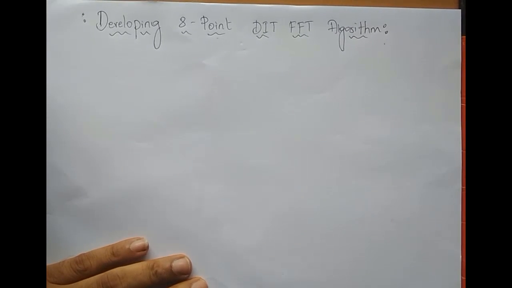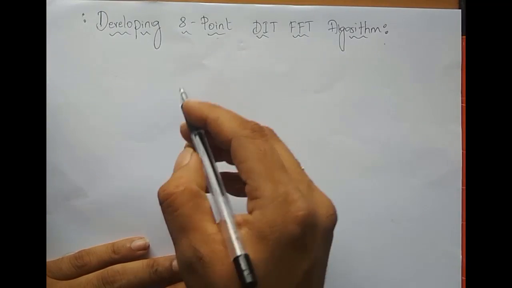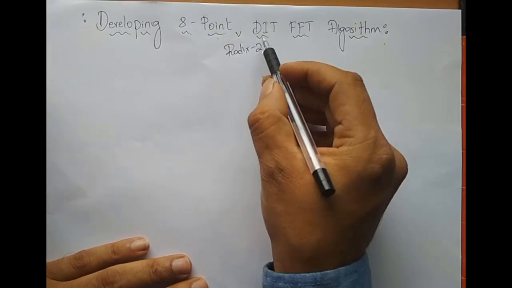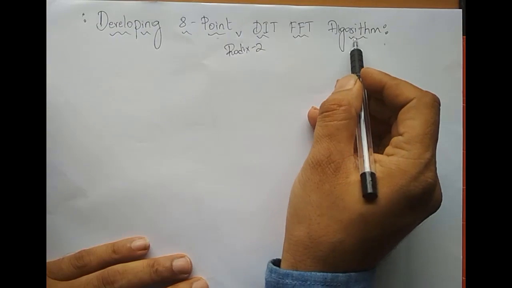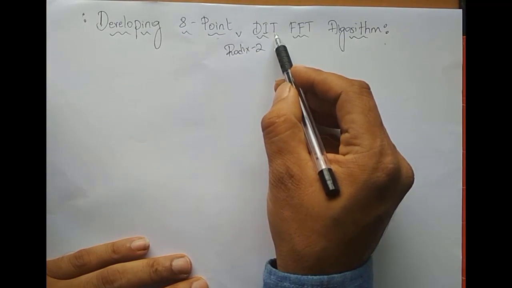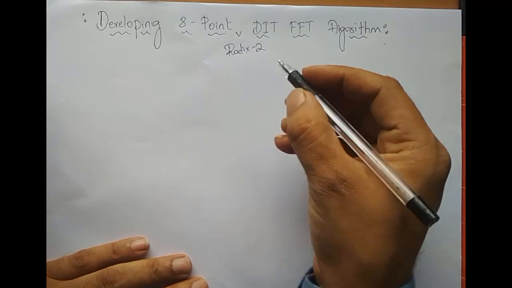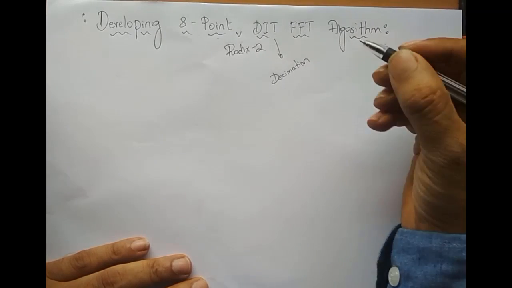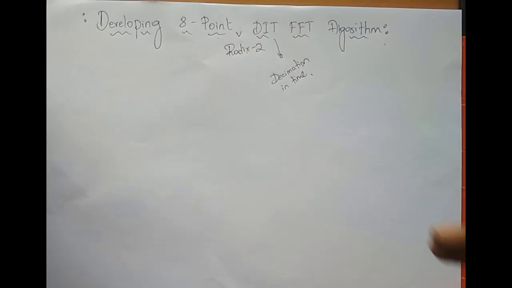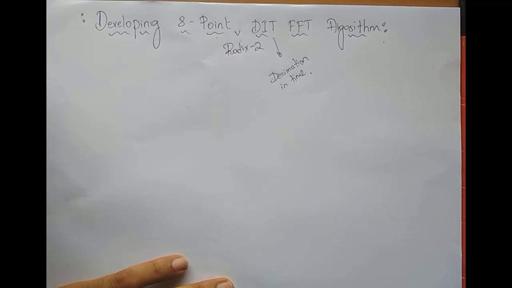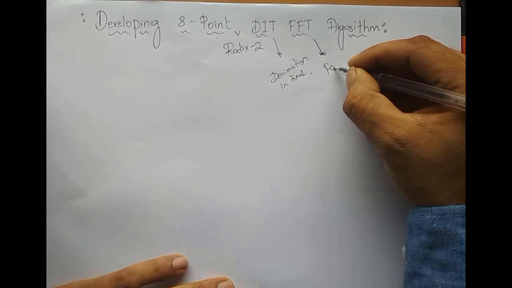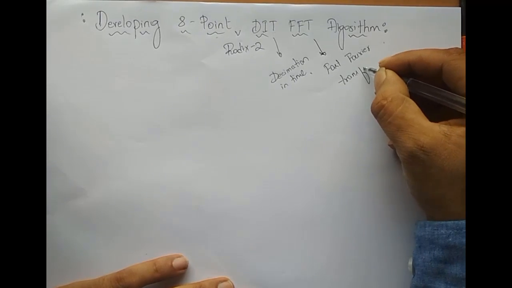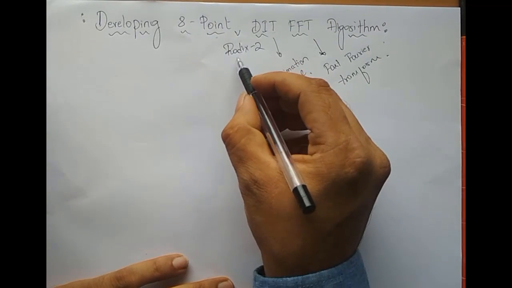Hey guys, in this lecture we will try to develop the 8-point radix 2 decimation in time fast Fourier transform algorithm. So DIT stands for decimation in time and FFT stands for fast Fourier transform. And it is also called radix 2.